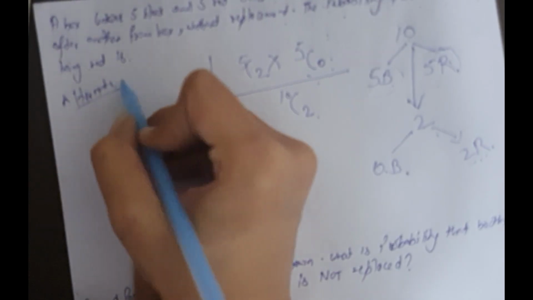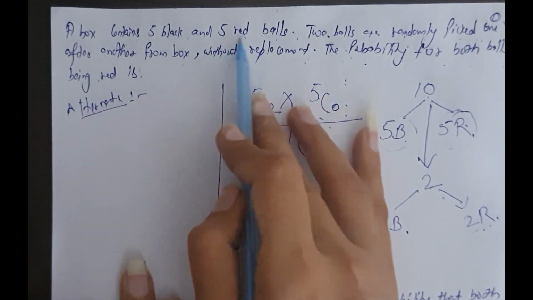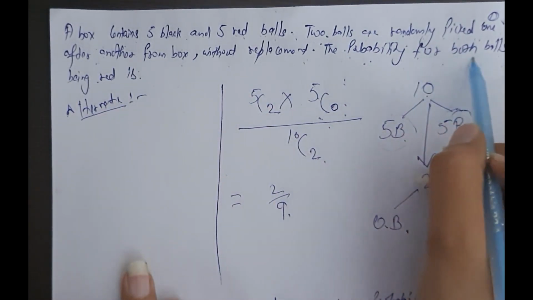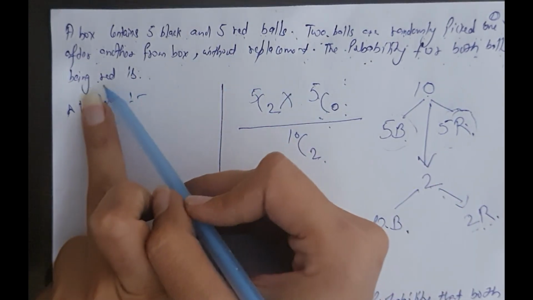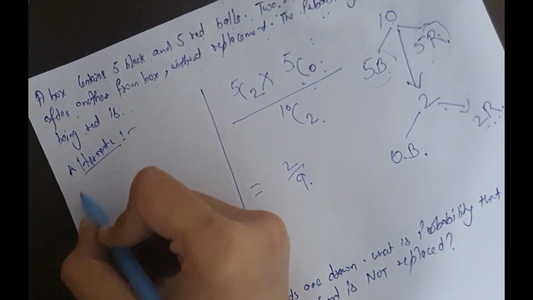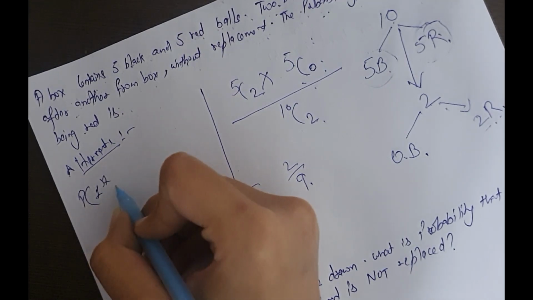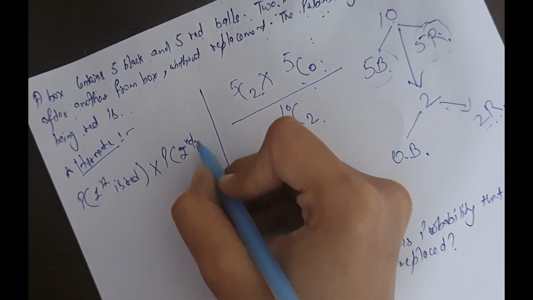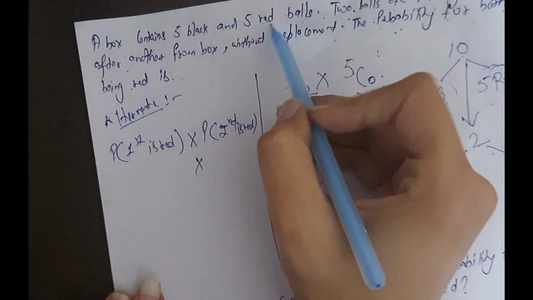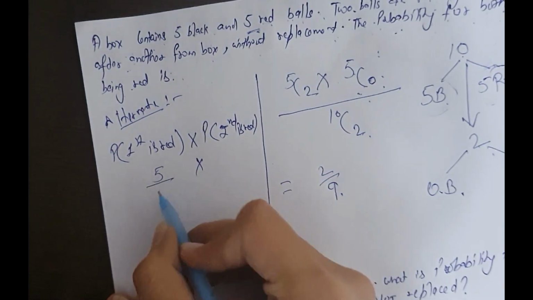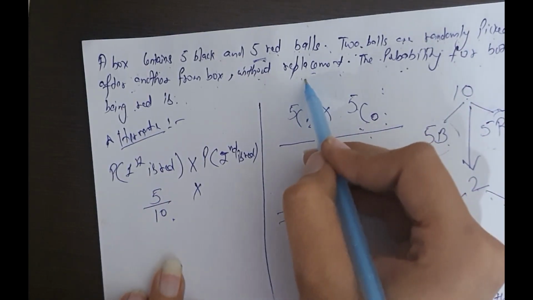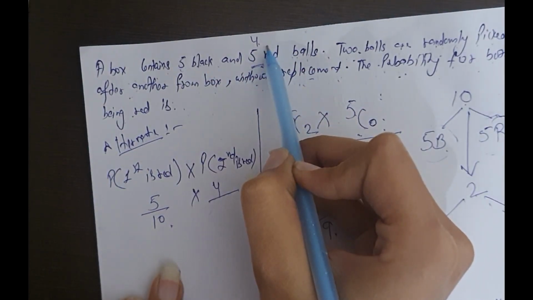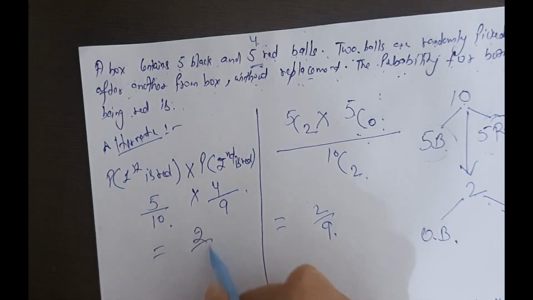If we solve it with an alternate method: a box contains 5 black and 5 red balls. Two balls are randomly picked one after another from the box. The probability that both balls are red is the probability that the first ball is red into the probability that the second ball is red. How many red balls are there? 5, so that is 5 by 10. If one ball is picked, how many red balls are left? That is 4. So the other is 4 upon the total number of balls, which is 9. Solve it and the answer will come out to be 2 by 9.